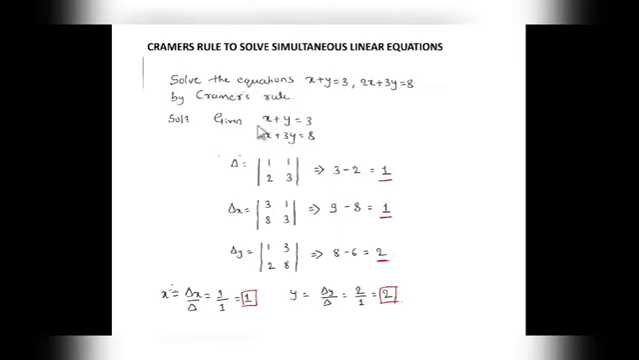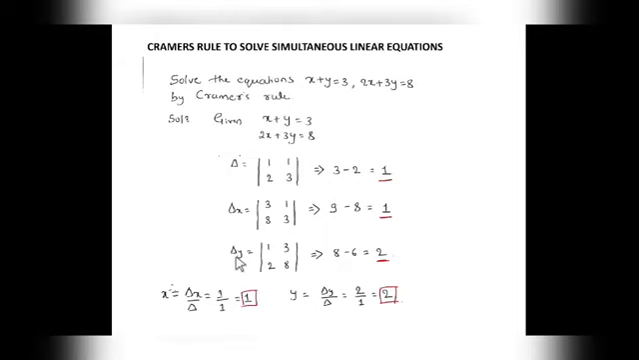Delta x is equal to, delta x means we should not take the coefficients of x. In the place of x we have to keep the constants 3 and 8. 3, 8, and we have to take here the coefficients of y, that is 1, 3. 3 3s are 9 minus 8 1s are 8. 9 minus 8 will be 1.